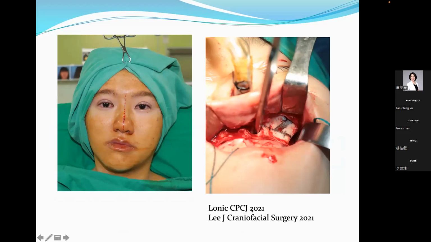Ronick in CPCJ 2021, simultaneous fat injection for nasal dorsal, and with the published craniofacial surgery, simultaneous nasal dorsal double ID. With orthodontic surgery, and with Lonick's publication, the survival rate is better because after surgery, the patient has great immobilization and the normal baric oxygenation. Because normal baric oxygenation could improve the survival.